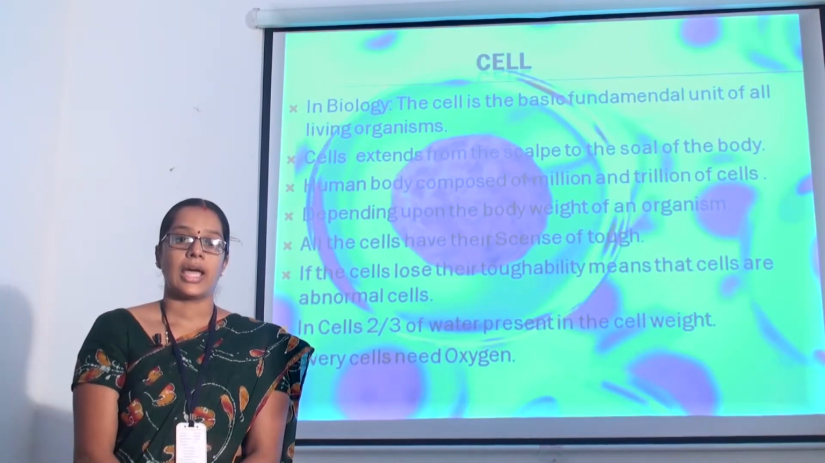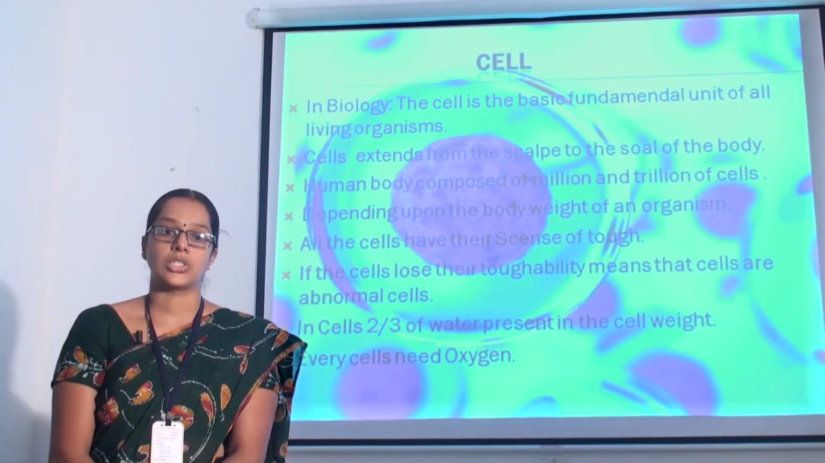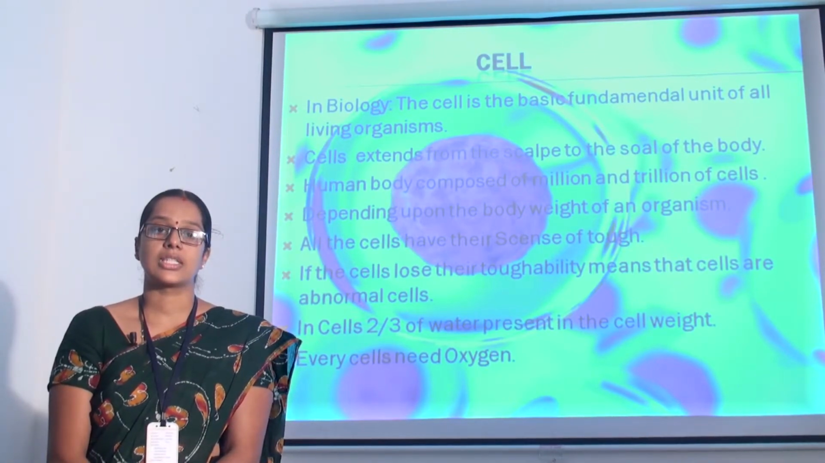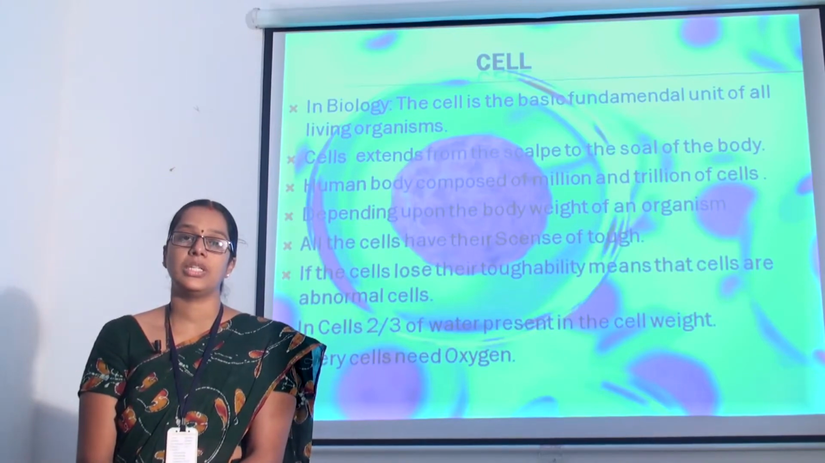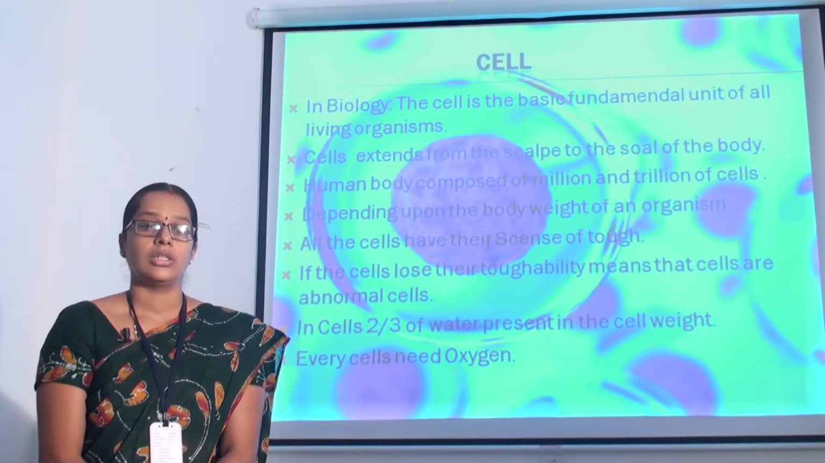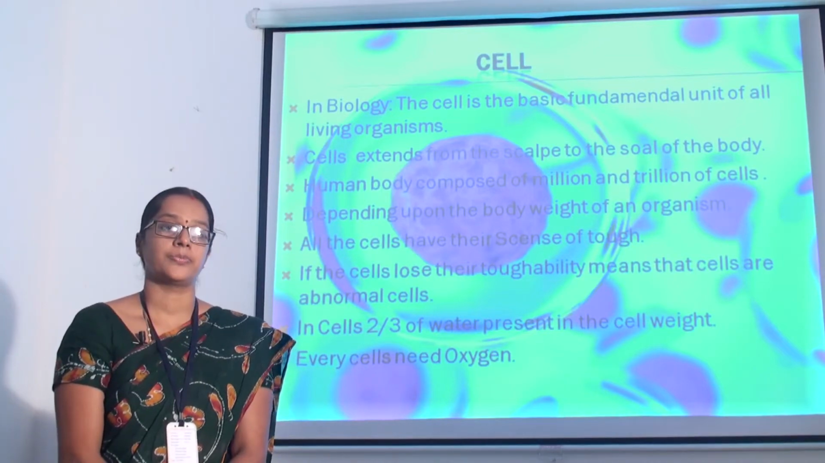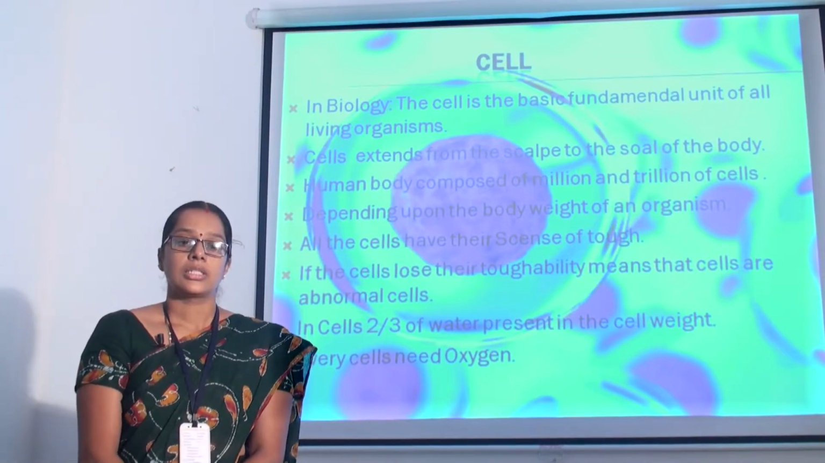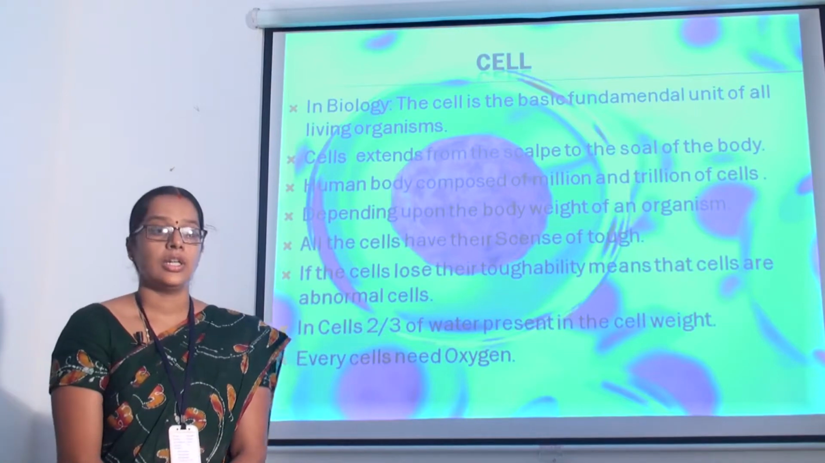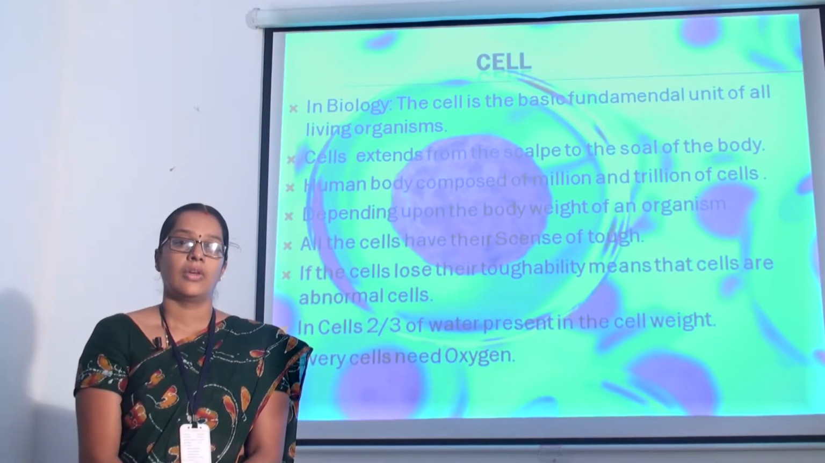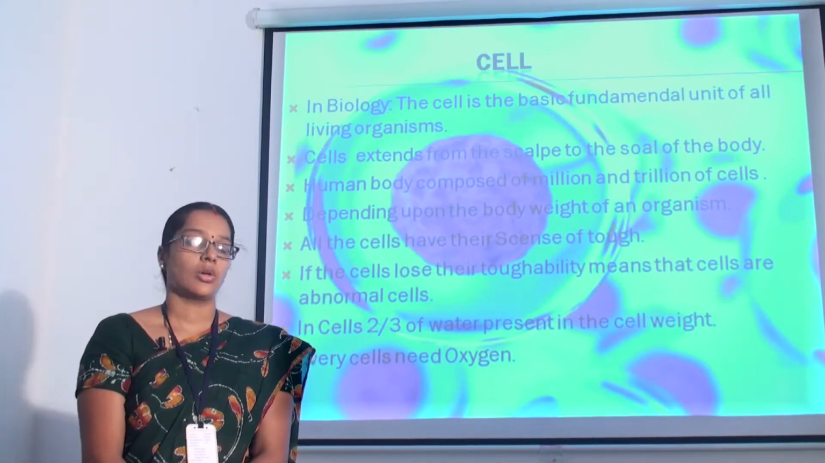All the cells have their sense of touch. Those are the normal cells. If the cells lose their touchability, they are called abnormal cells. Those are the cancerous cells. In a cell, two-thirds of the cell weight is water. Every cell needs oxygen.